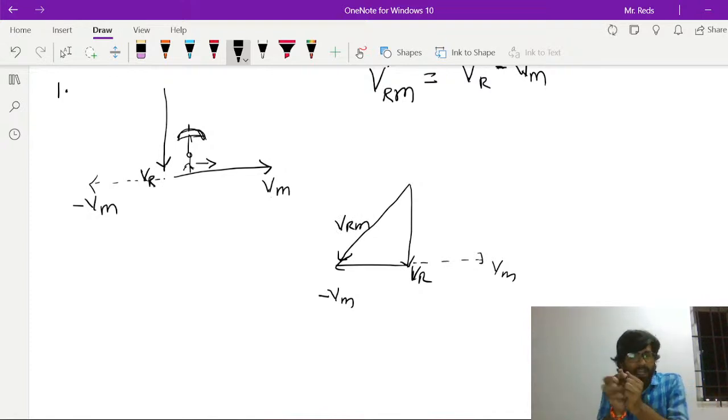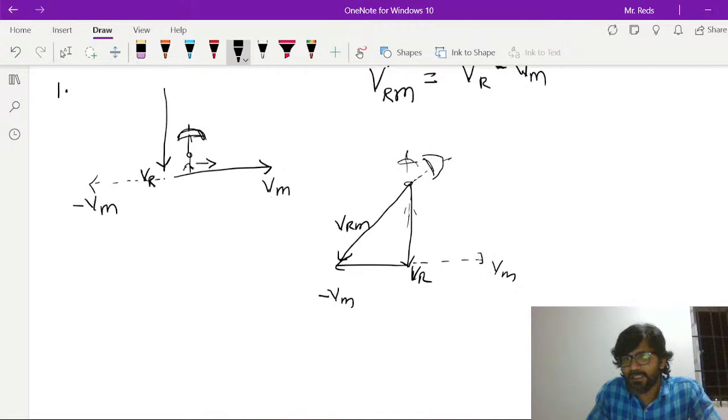It means when a man is moving while holding the umbrella like this and rain is falling down, then because of his motion, instead of falling down, the rain appears to be falling at some angle like this. If he holds the umbrella like this, rain will fall on him in this direction, so he may get wet. To avoid that, he has to hold the umbrella in this direction. With respect to vertical, at what angle, you may ask. This will be the direction of Vrm.